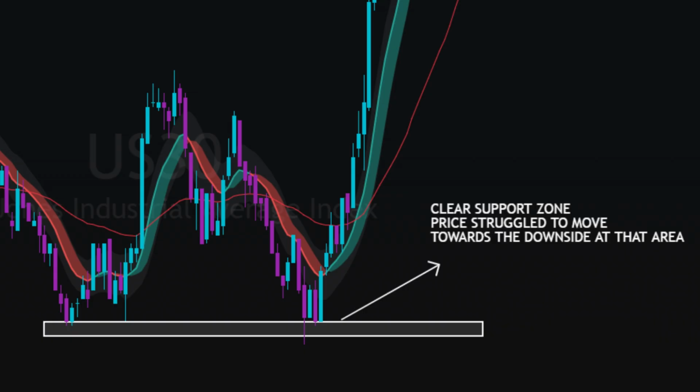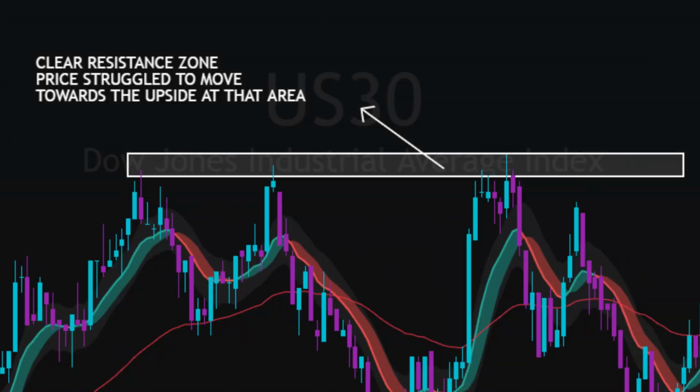As you can see, price struggled to move towards the downside, just bounced at this exact same level and then moved towards the upside. Now, resistance on the other hand is vice versa. Resistance is an area where price repeatedly stops rising before moving towards the downside. So this is a clear example of a resistance zone or a resistance level. As you can see, it repeatedly touched that area before moving towards the downside.